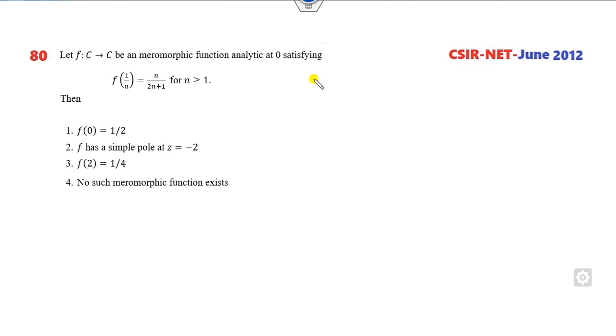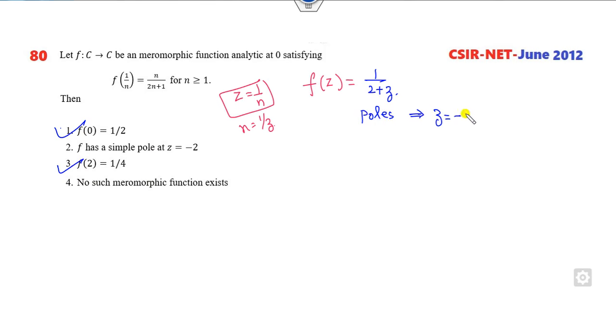Again, this is here, so we can define it in terms of z. If I take z as 1 by n, so n is 1 over z. So the function will be 1 over 2 plus z. So f of 0 is half, satisfied, f of 2 is 1 by 4, satisfied. What is my pole? The pole is minus 2 and it's single, so it's a simple pole. That's satisfied. No such meromorphic function exists, cancel.